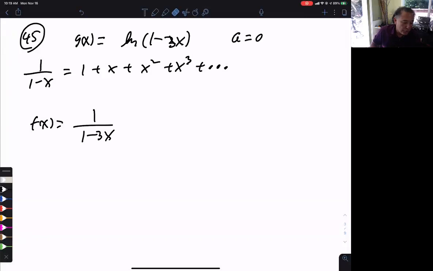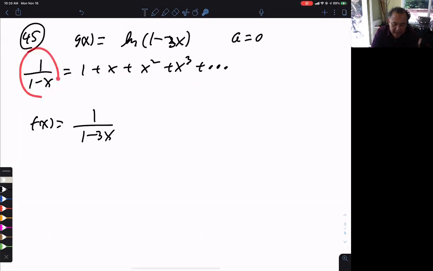So this is chapter 10, section 2, number 45. We are trying to find the Taylor series for ln of 1 minus 3x. But instead of finding it piece by piece, we are going to use a different Taylor series and manipulate it to get there. Now, this is the sum of an infinite geometric series starting at 1 with a common ratio of x. And so this infinite series is equal to this function.